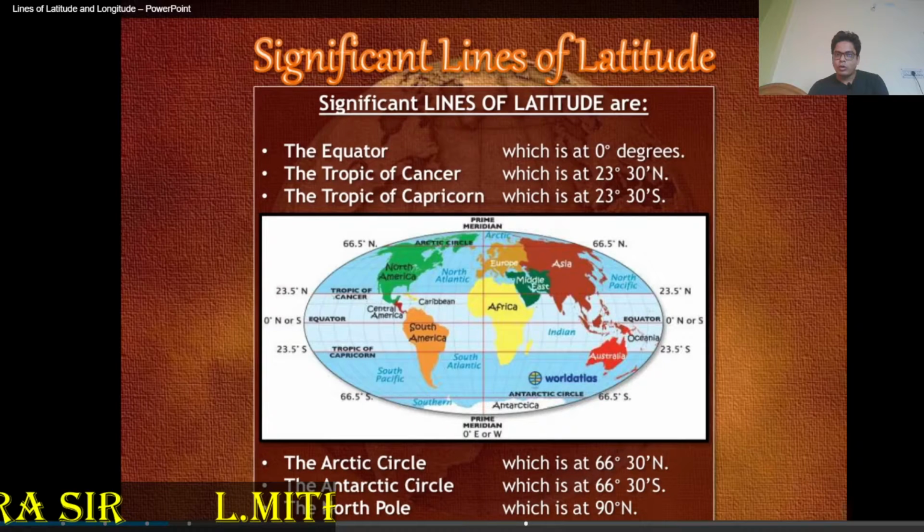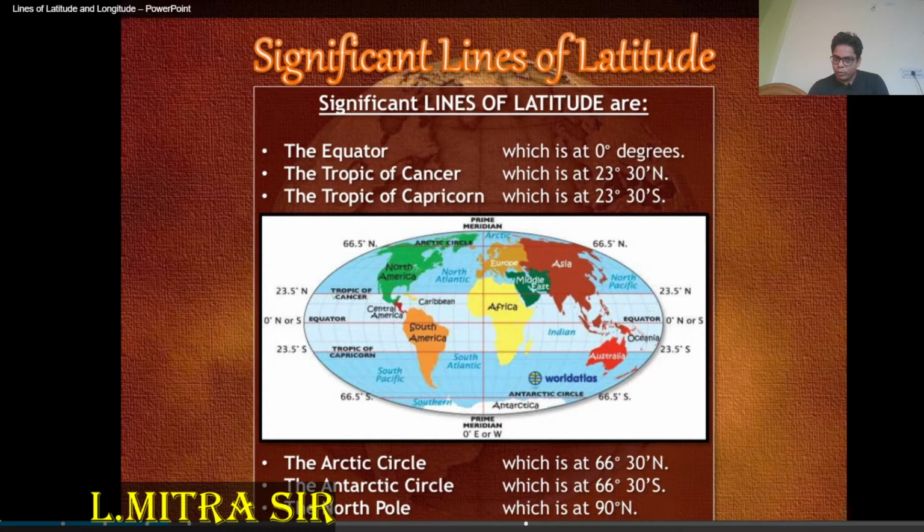We already discussed that there are 90 latitudes north of the equator and 90 latitudes south of the equator. All latitudes are important, but somehow these are the main important ones, because on the basis of these we divide our earth into climatic zones.